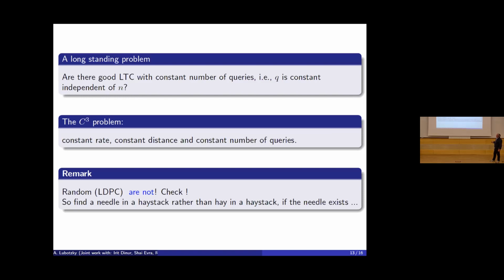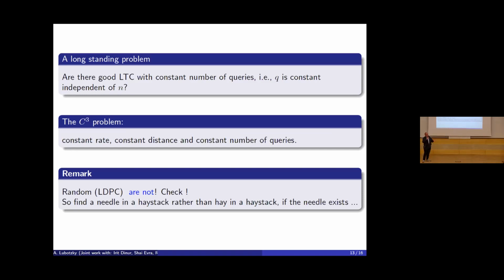problem was, are there good LTC with a constant number of queries, which is still good. The nickname of this problem was the C-cube problem. We want constant rate, we want constant distance, and we want a constant number of queries. The people at some point kind of gave up. There have been some conjectures that this is impossible.